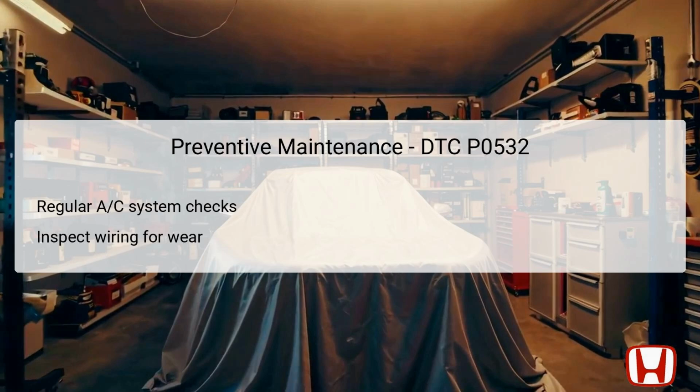Ensuring that the refrigerant levels are adequate can also help maintain the pressure within optimal parameters, preventing undue stress on the system. Moreover, consider cleaning electrical connections to minimize corrosion, which can impede electrical flow and cause voltage issues. Proactive measures like these can significantly extend the life of the AC system and reduce the likelihood of encountering similar diagnostic trouble codes in the future.